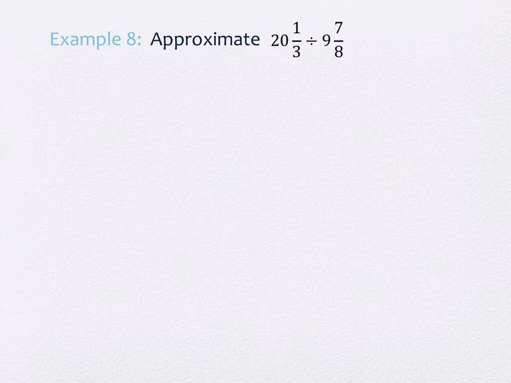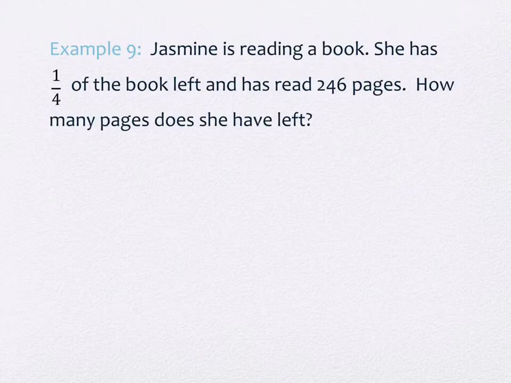What would be easier to work with than 20 and 1/3 and 9 and 7/8? 20 and, how about 10? Yeah, I like 10, because 20 divided by 10 would be 2. So if we were actually doing this problem longhand, our answer better be somewhere in the ballpark of 2, or we've made some kind of error. Okay? So you've got a couple of problems with approximations in here. All right. A couple of examples of exponential and multiplication kind of things with fractions with some context.